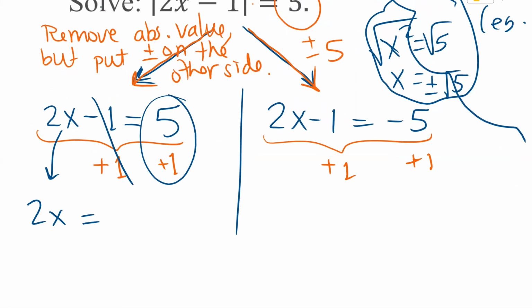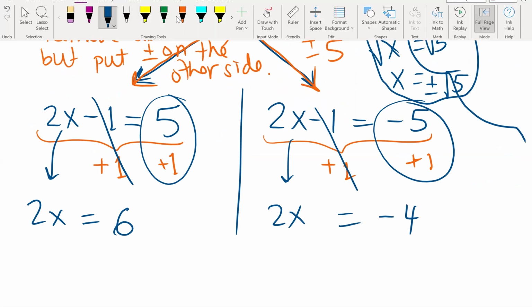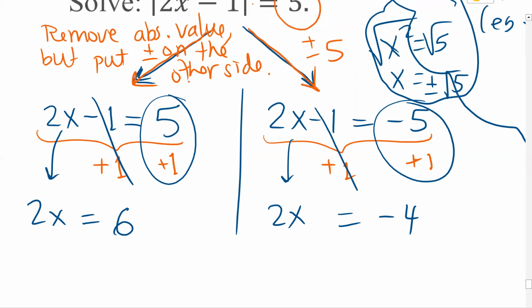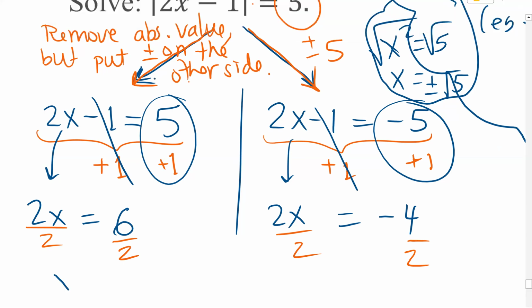On the left side, 5 and 1 makes 6. On this one, I've still got a 2x left, and the 1's canceled, but here I have negative 5 and 1, which makes negative 4. The last step for both of these would be to divide both sides by 2. I'm going to divide both sides by 2, but the answer is going to be different. That's okay. x equals 3 here. And x equals negative 2 here.